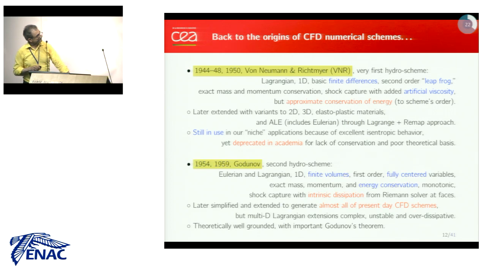The second notable scheme that appeared was Godunov's scheme, published in 1959, but already in his thesis in 1954, which is a completely different approach. It's finite volumes, with fully centered variables. It has exact energy conservation and an intrinsic dissipation coming from a Riemann solver at faces. So you don't need the artificial viscosity of the von Neumann-Richtmyer scheme. And it was later simplified and extended to generate almost all of the present-day CFD schemes.